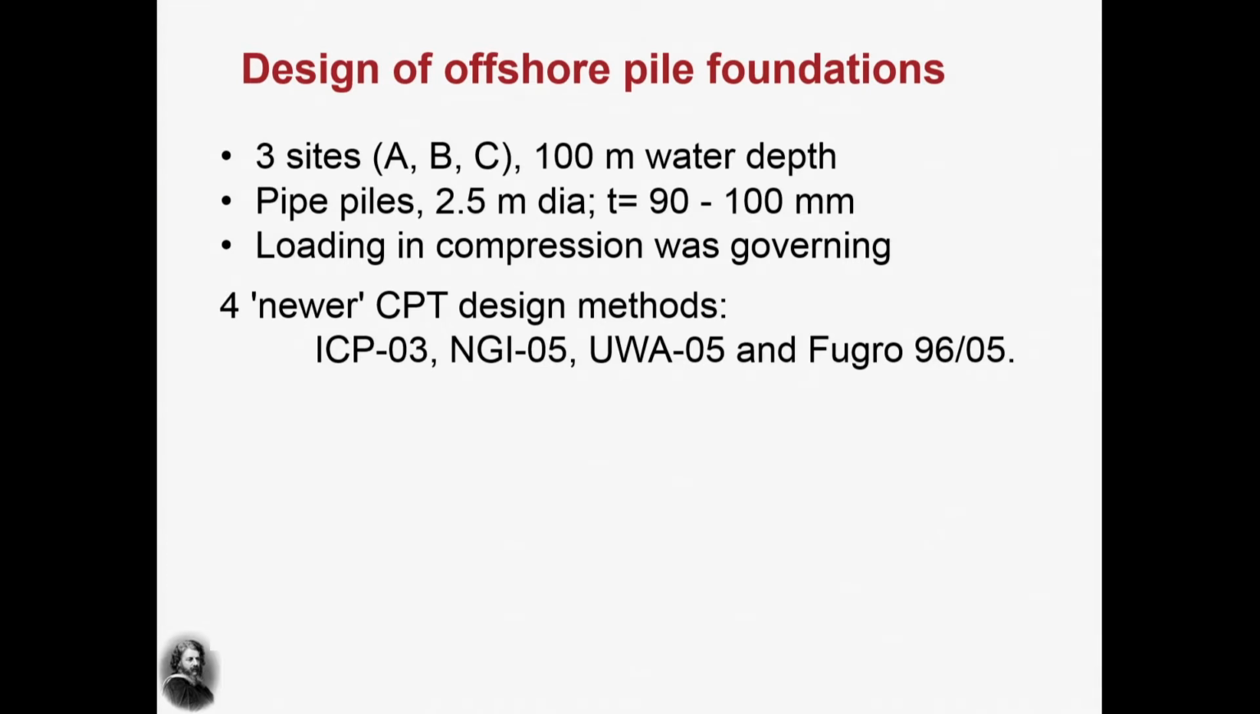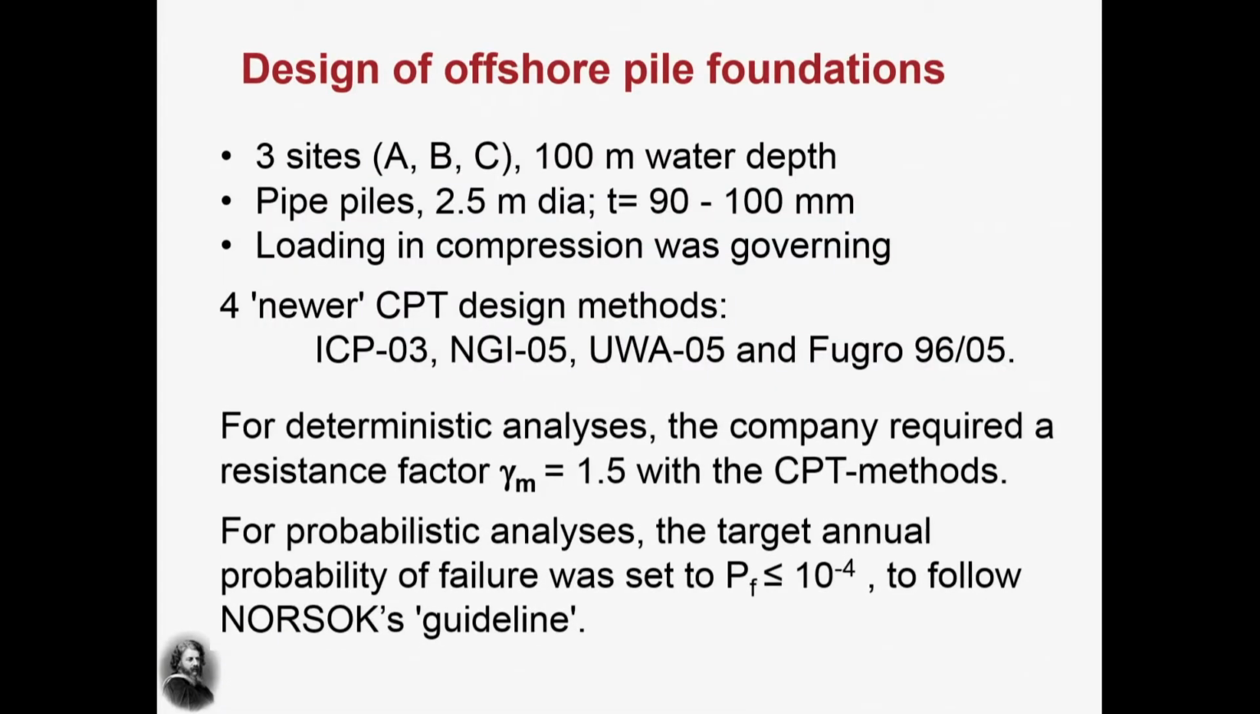The 4 methods that were used were the Imperial College method, ICP, the NGI method, the University of Western Australia method, and the Fugro method. As you see, there are many CPT-based methods using the cone penetration test. For the deterministic analysis, as I mentioned, Statoil decided to use 1.5. But for the probabilistic analysis, the target annual probability of failure was set to 10 to the minus 4. That's annual, and that follows NORSOK, which is the Norwegian standard for design of offshore platforms.